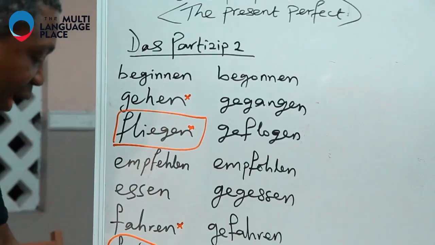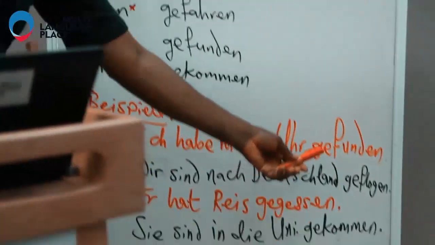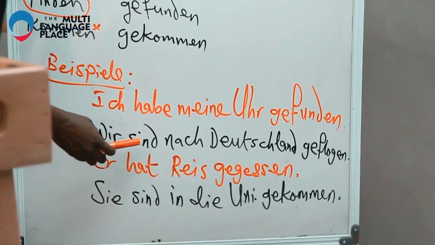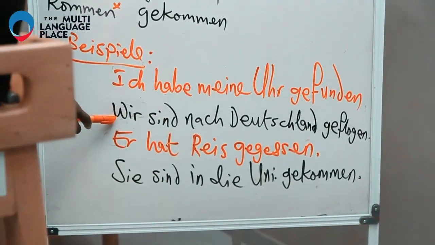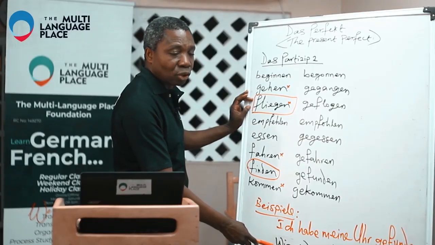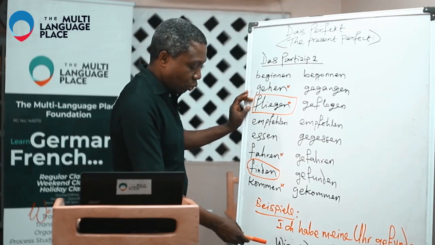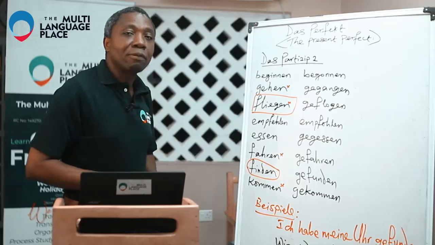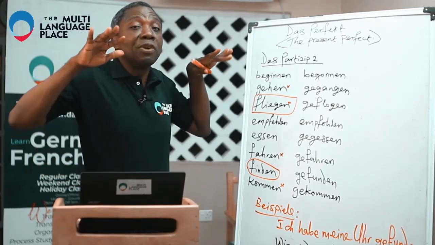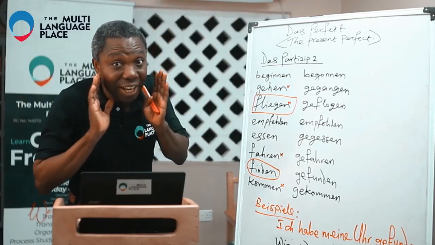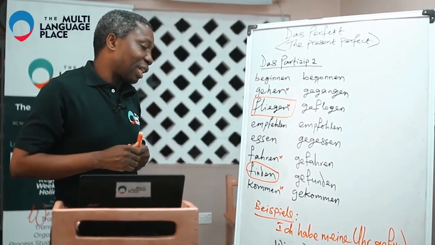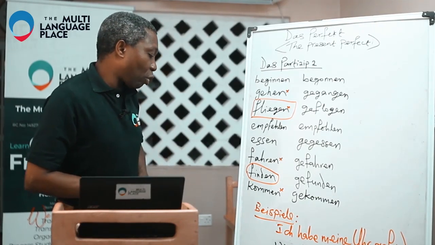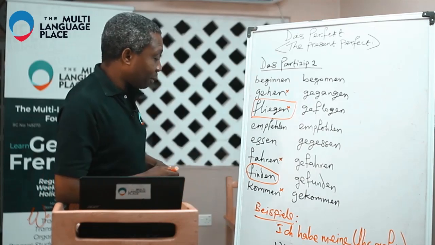So we have the example here. Wir sind nach Deutschland geflogen. I pick fliegen, and then I have wir sind. Remember, ich bin, du bist, er ist, and then you go to wir sind. Wir sind nach Deutschland geflogen. We flew to Germany, or we traveled by air to Germany.